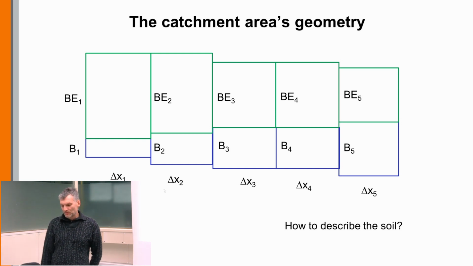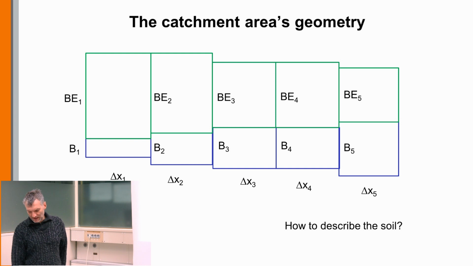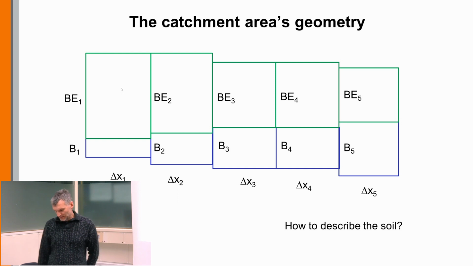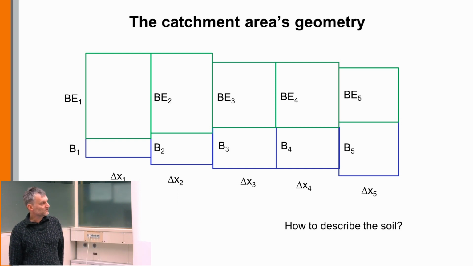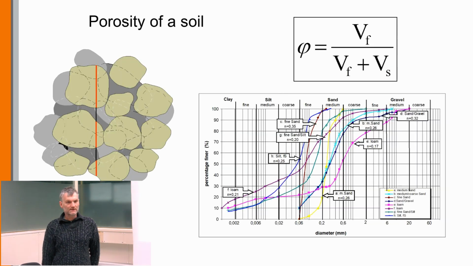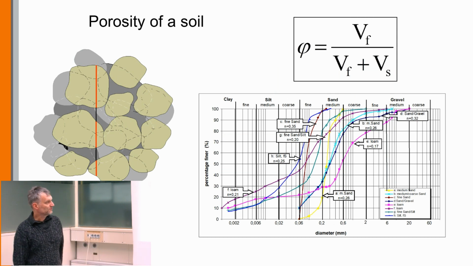Now we want to describe first of all the mass balance in these soil elements and the discharge going to the river, or the river discharge going into the groundwater elements. But first of all we have to describe the soil itself, because the soil is not a river. The most important thing we have to look at in a soil is its porosity.